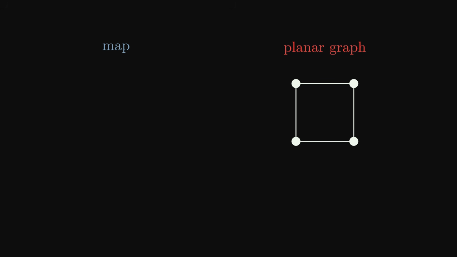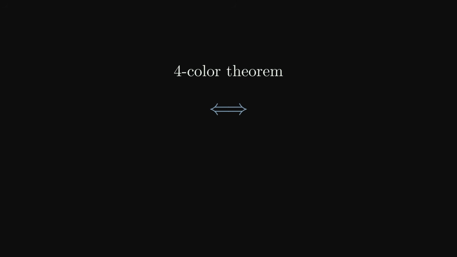The graphs that come from planar maps have a specific property. They can be drawn on a plane without any edges crossing. They are called planar graphs. So the 4-color theorem becomes, every planar graph can be properly colored with at most 4 colors. This reformulation is critical for 2 reasons. First, it strips away geometric detail. You no longer care about the shapes of the regions or the lengths of the borders. You only care about the abstract structure of which regions are adjacent.